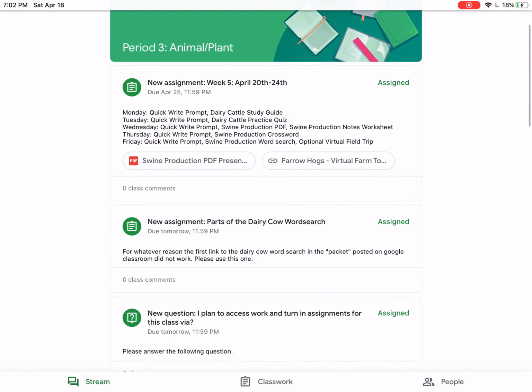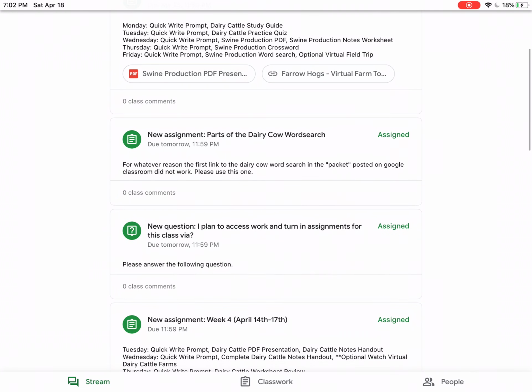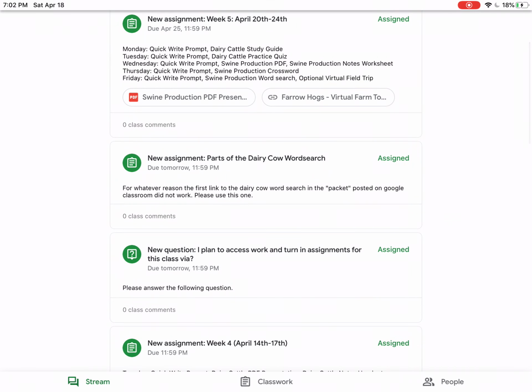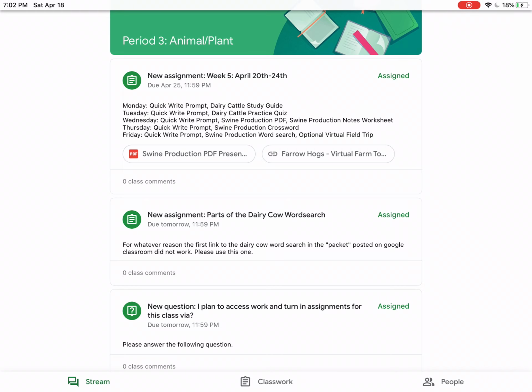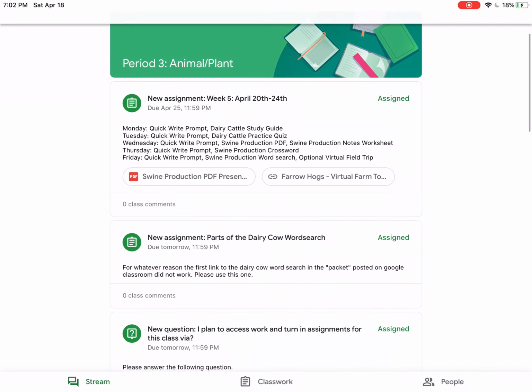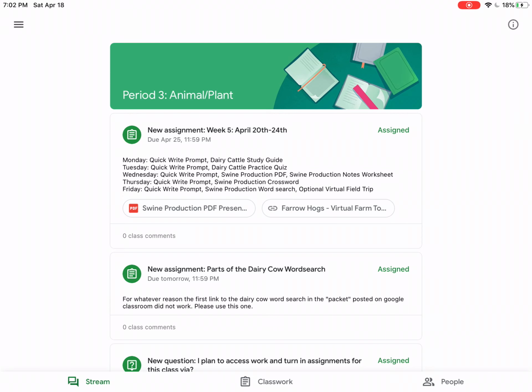So we looked at the packet, which is at the bottom here. And then a new question: I plan to access work and turn in assignments for this class. If you're going to do that, answer that, okay? New assignments, parts of the dairy cow word search, that's been added. And then we have a new assignment, week 5, April 20th through the 24th. It's quick write prompt, dairy cattle study guide.